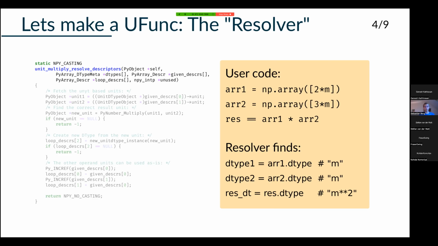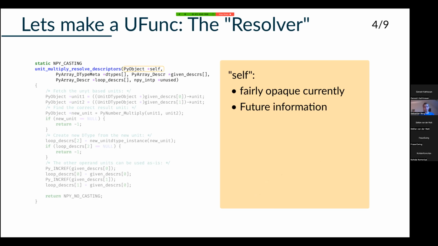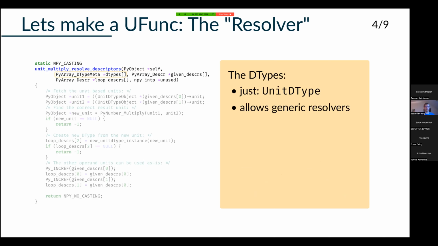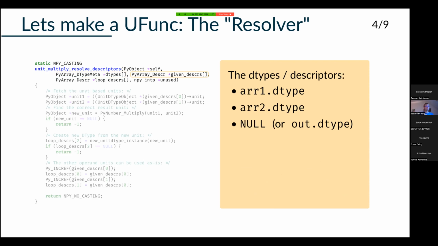And again, if I go through the new signature, we have a self, which is this array method and still fairly opaque. We then have the dtypes. These are the dtype classes, which for this resolver are all UnitDType, so they're all the same because that is how we register it. But it can allow for more generic resolvers, which I do use within NumPy in some cases. Most importantly, of course, if we want to work with the descriptors and want to find out the dtypes, we need to pass them in.